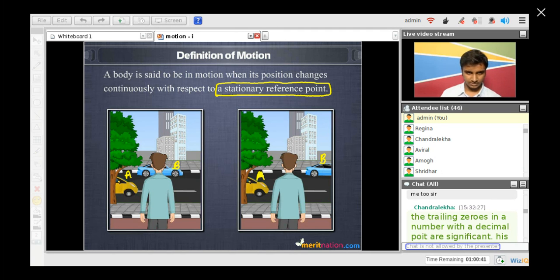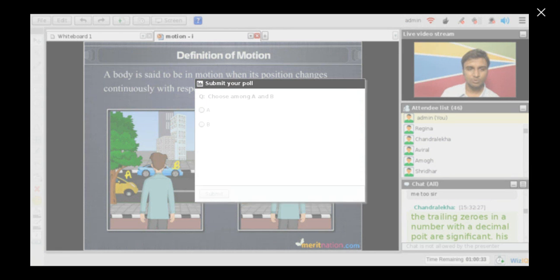So I think this is a wrong poll. Okay, so yeah. Which one is moving among A or B?